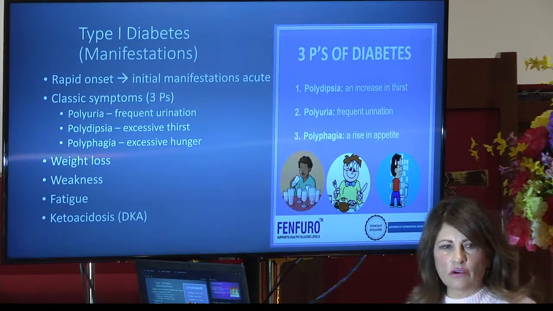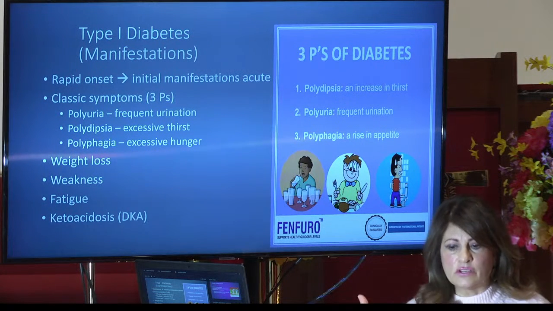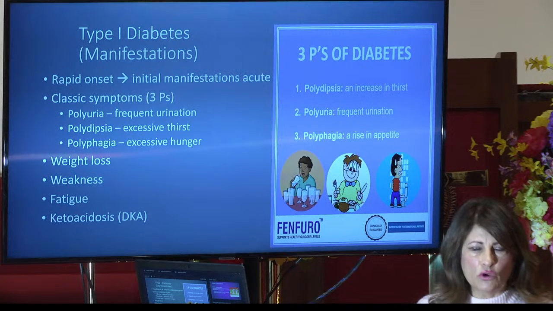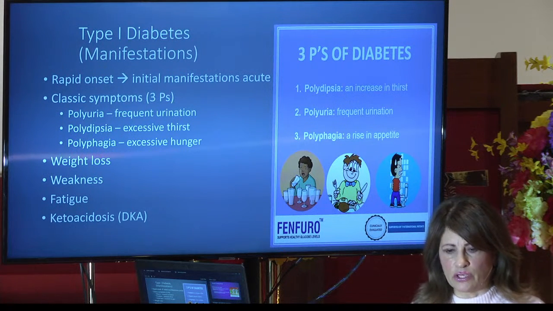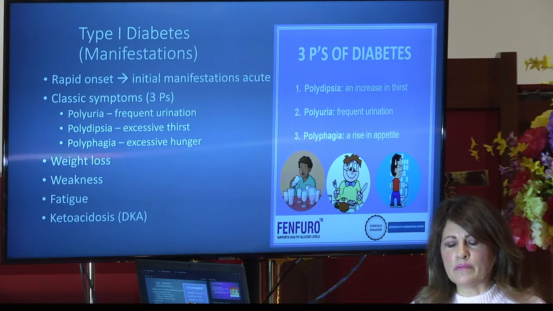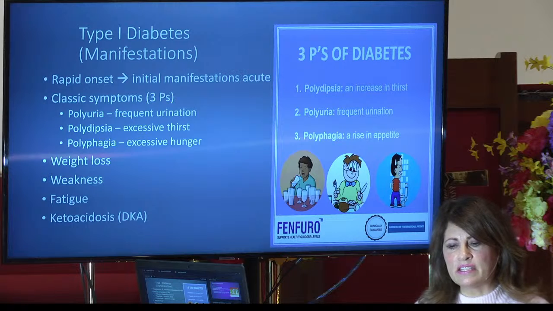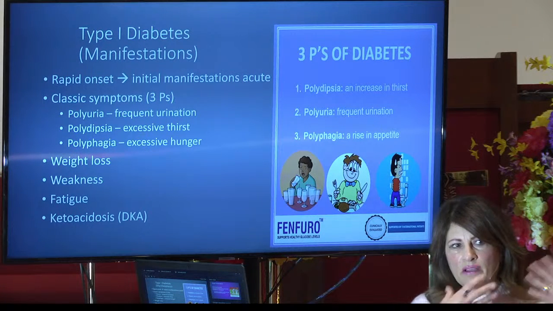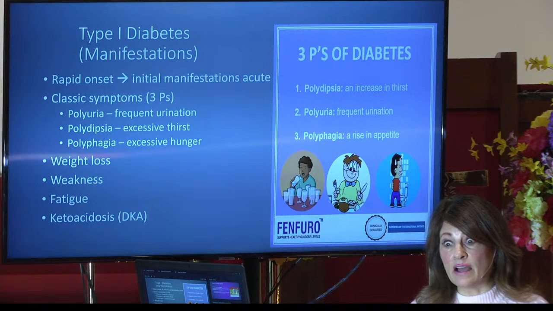So what do we look for in diabetes? What do we look for in our friends, our family, yourself? I'm not speaking to nursing students, so I'm not going to use as many medical terms. I'm speaking to the community. So type 1 diabetes manifestations, it's something we're going to see. We're going to be able to see this in a person. We call these the 3 Ps of diabetes.